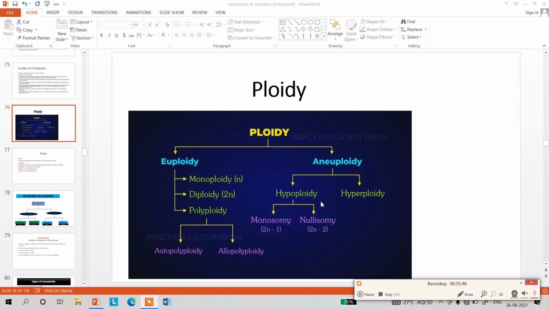In the next lecture, we are going to discuss the types of chromosomes, the structure of the chromosome, sex chromosomes, linkage, types of linkage, crossing over, and other topics.